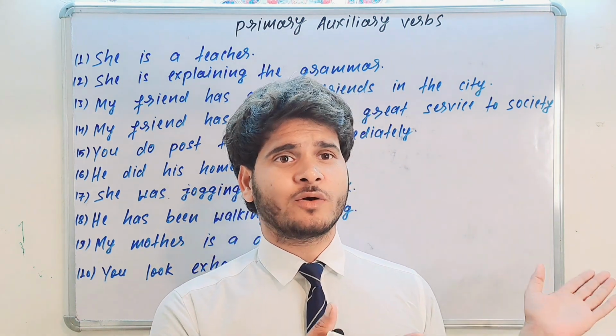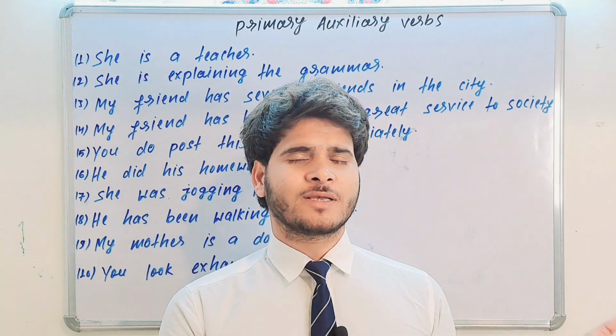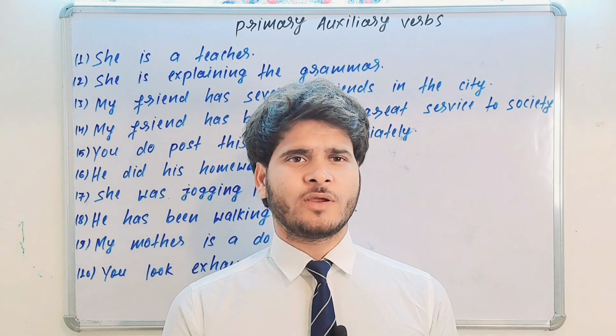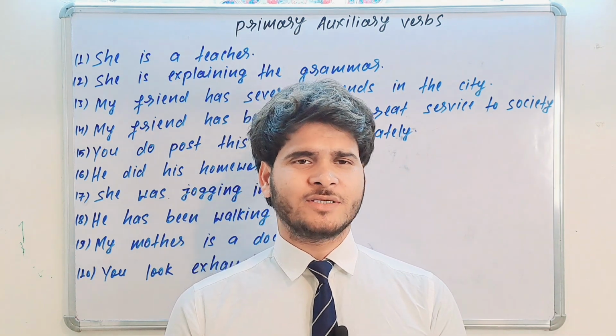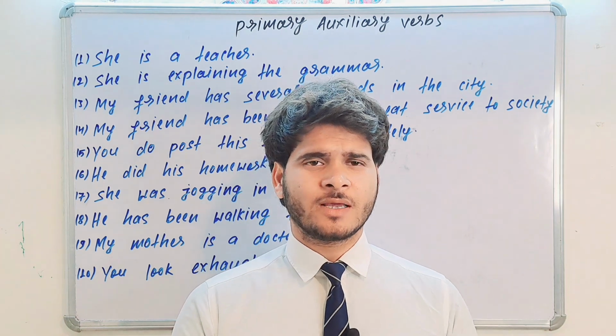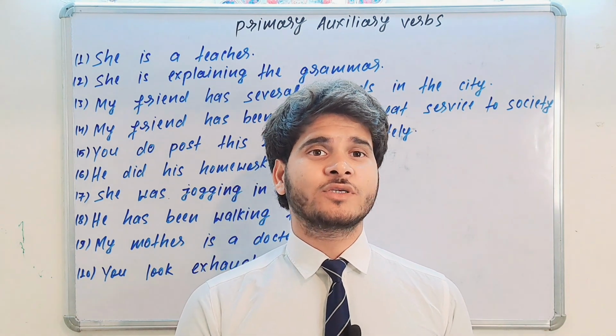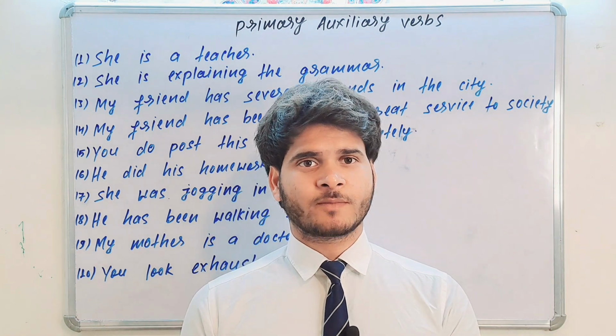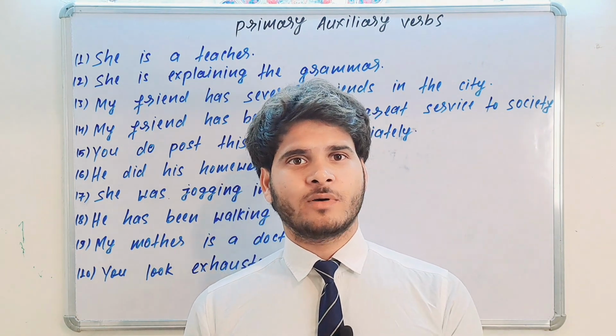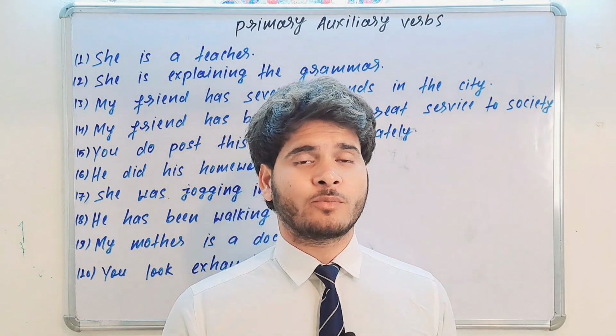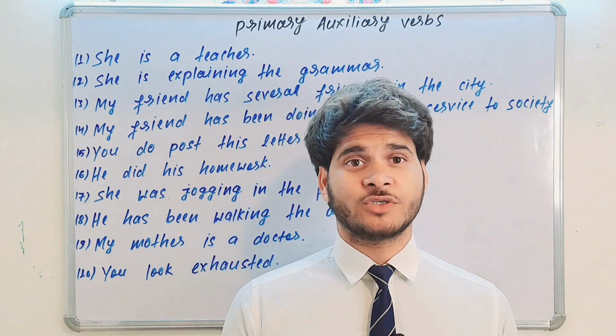That is, primary auxiliary verbs like is, are, am, was, were, has, have, had, did, do, does. These are primary auxiliary verbs, which are used as both helping verb or main verb. And now I am going to show you primary auxiliary verbs in more detail.